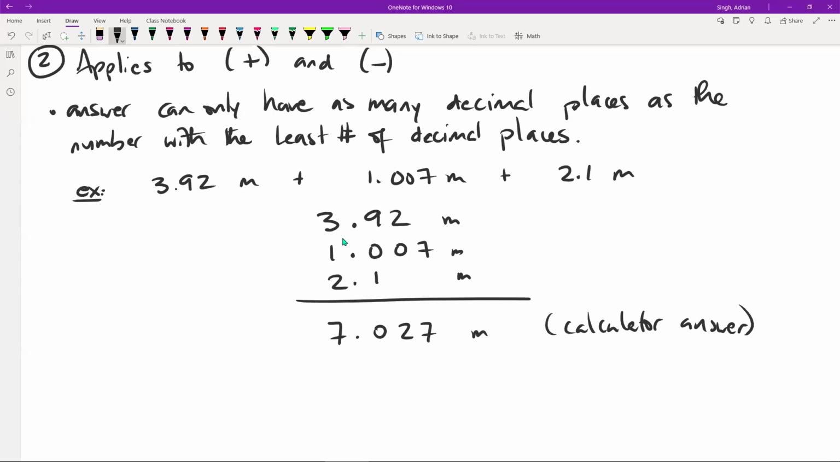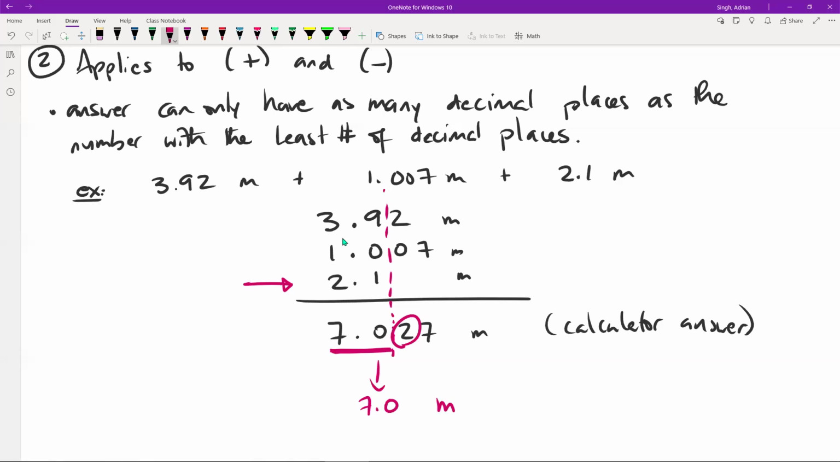So I'm going to look at my numbers and see which number has the least number of decimal places. That obviously is the last one, this one down here. I'm going to draw a line right after the first decimal place and extend the line all the way down to my answer as well. So now I need to round my final answer to that first decimal place. The next digit, the 2, is less than 5, so this becomes 7.0 meters.